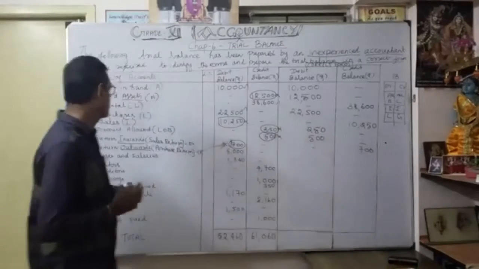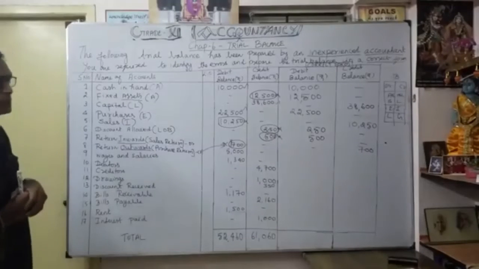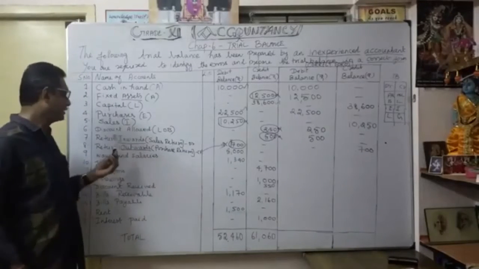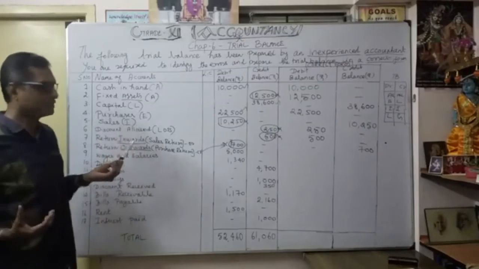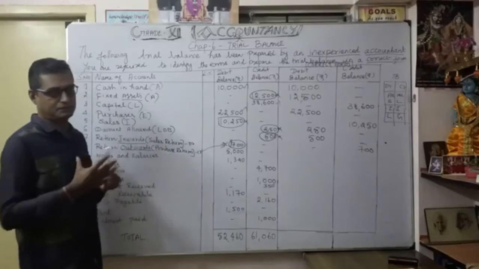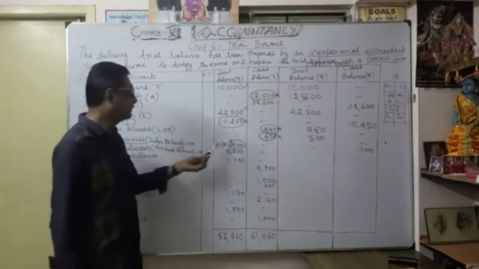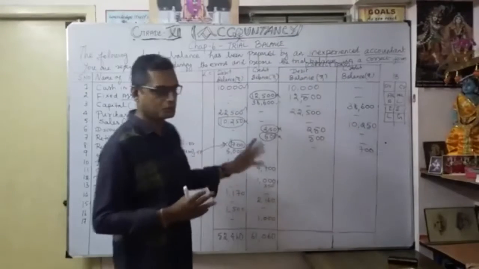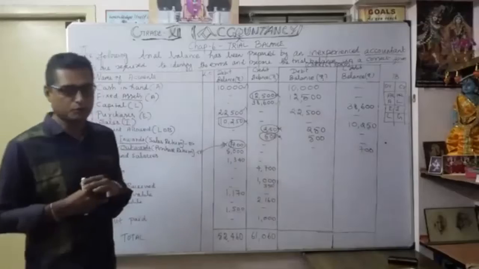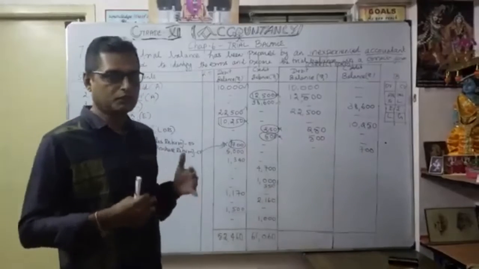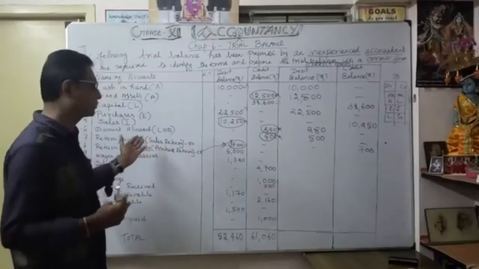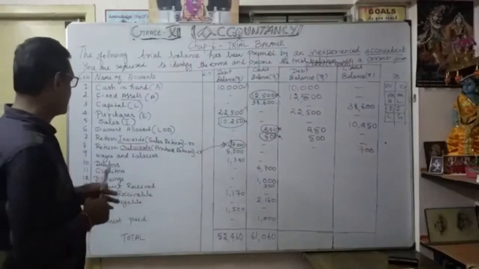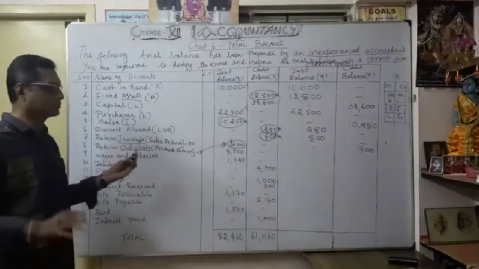So that was wrong. Understood? So return inwards and return outwards: return inwards is nothing but sales return, and outwards means purchase return. So sales return is always a debit balance, and purchase return is always a credit balance. Now understood? So that you do not become confused, you will remember how to record especially the sales return or purchase return. The other names are return inwards and return outwards. Okay.